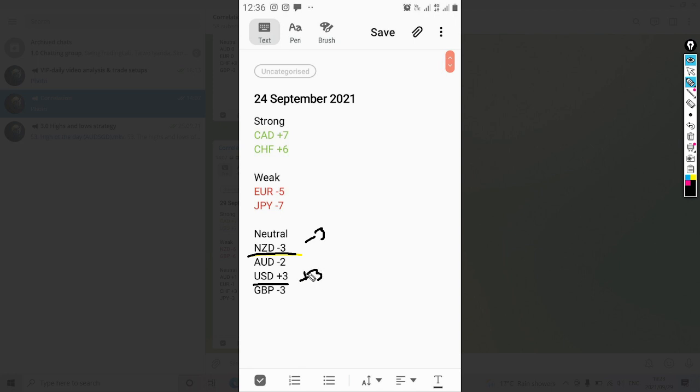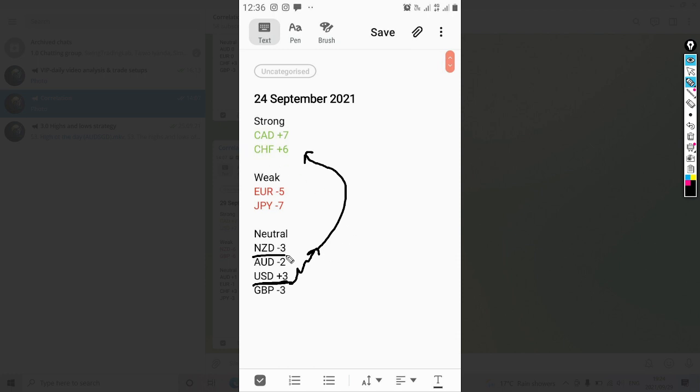These currencies were in the same group, but the other one was trying to go up. Okay, to go down, I'm sorry. So this one was trying to go down, meaning that it was trying to go into this group here with a -3, and then this one here was trying to go up with +3, which means it was trying to go into the strong currency group.